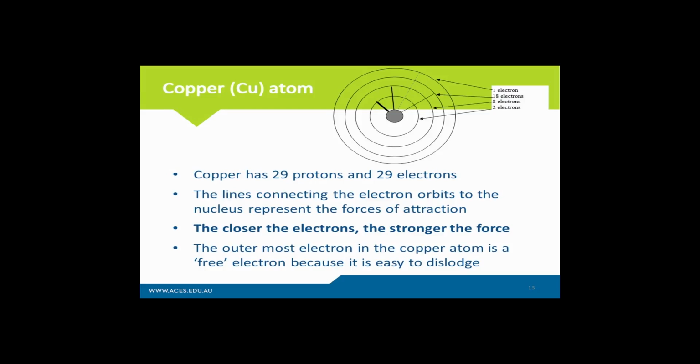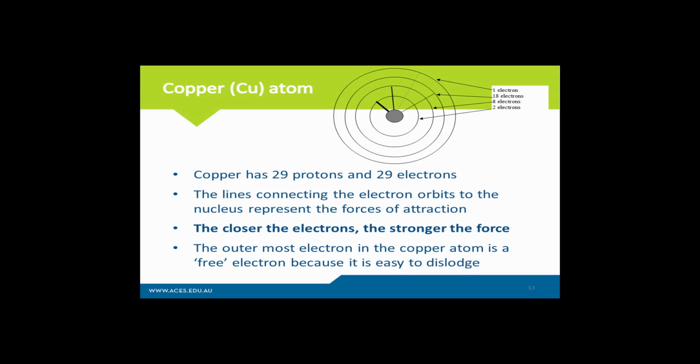The lines connecting the electrons in this example represent the forces of attraction. So you can see that in the first orbit, there are 2 electrons here, that the force is really strong, simply because the electrons are closer to the protons, so they're a stronger force. In the next one, you can see that the force is actually a bit weaker because the electrons are simply further away, and the further away the electrons are from the protons, the weaker the force holding them together.